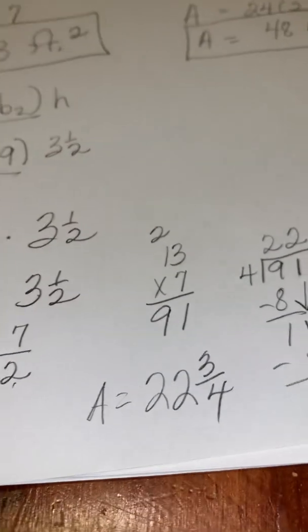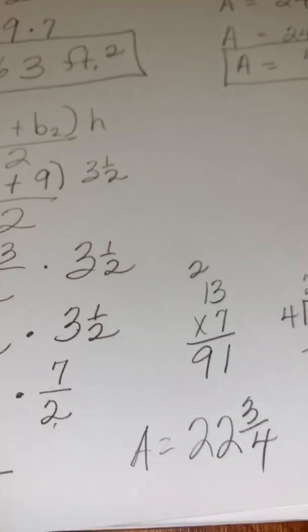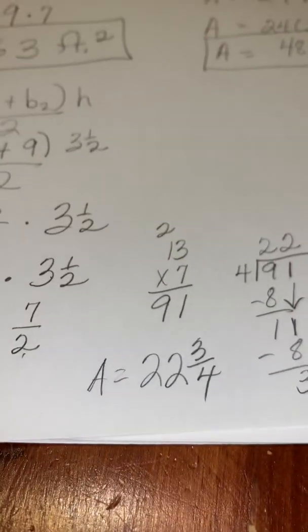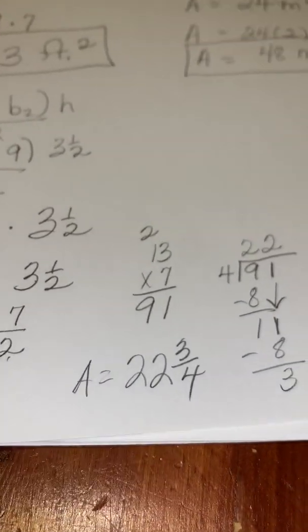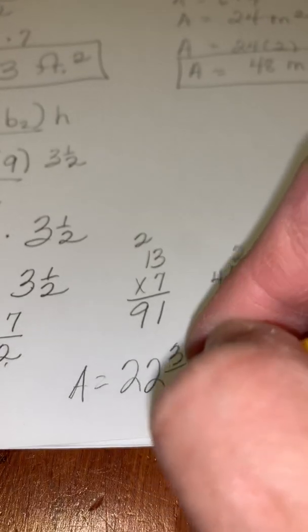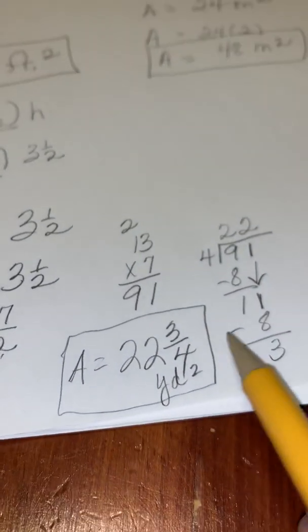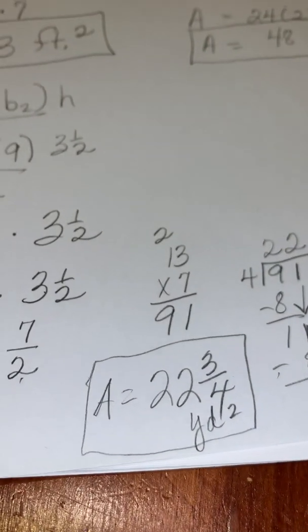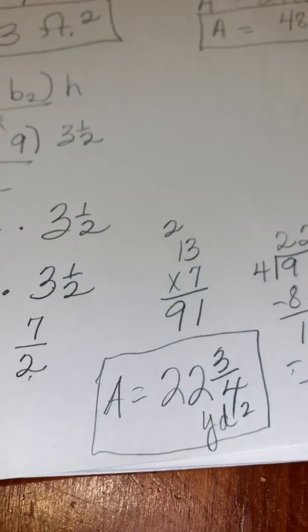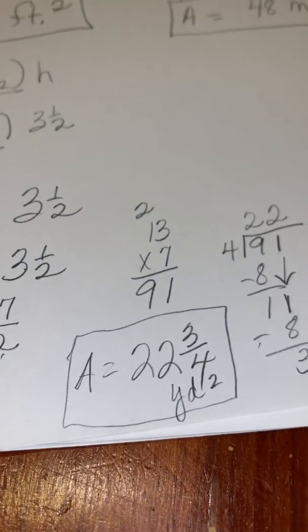Because I don't want to mess with it, I mean, you could continue to divide, but why not just put your answer as a mixed number? And that's going to be yards squared. I just didn't have room to write that label out next to the side, and that's why I wrote it right below it. It's not that it needs to be written below it, it's just that I ran out of space.